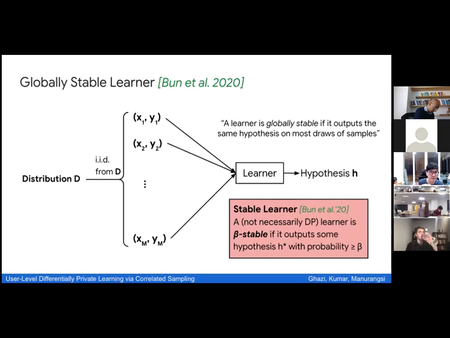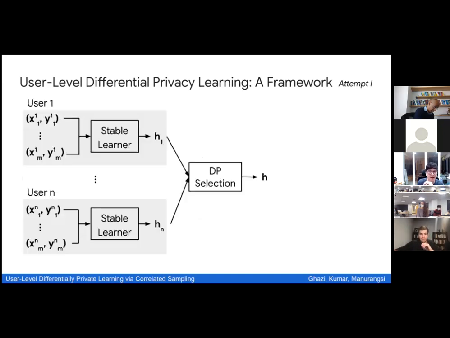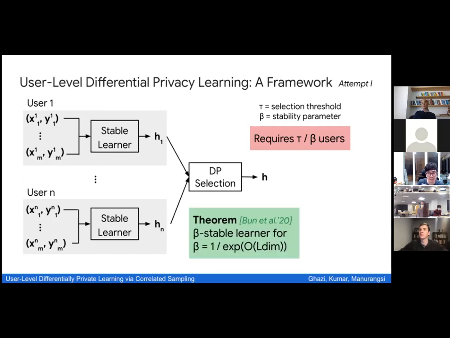It's just about stability. And indeed, the stable learner that was given in Bun et al. is not private. So in particular, in this diagram here, the stable learner that you run on each user is not private. It's just some learner that is stable, but it doesn't have to be private. The privacy comes from the fact that you are running differentially private selection on top of the output of the learners, and that's how you get the user level privacy.